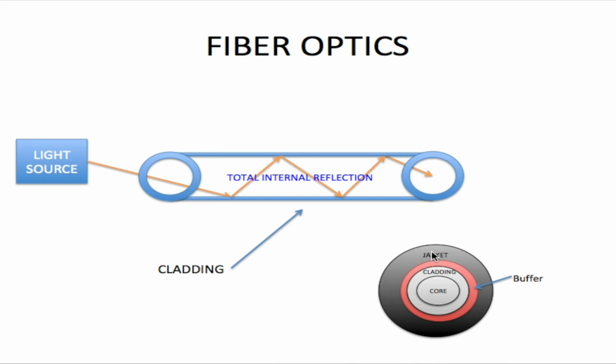So again, you have the jacket, you have the buffer that protects the glass from being crushed, and then you have the cladding and the core, which is the glass within that fiber cable. And these are all the layers of the fiber cable. This is exactly what you will see within every fiber cable. It doesn't matter what that fiber cable is being used for. These are the layers that make up that fiber cable.